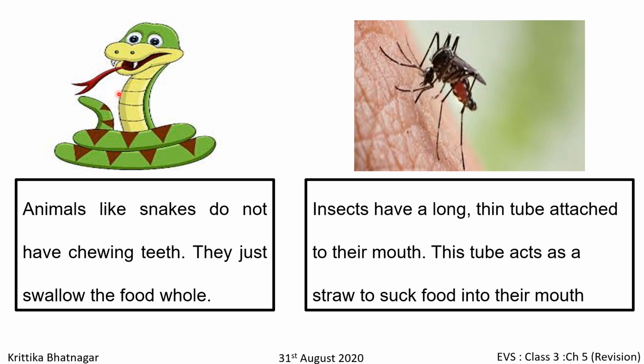Snakes do not have chewing teeth. They just swallow the food whole. Insects such as mosquito, butterfly have a long thin tube attached to their mouth. This tube acts as a straw to suck food into their mouth.